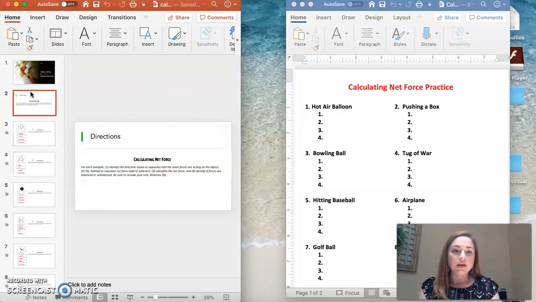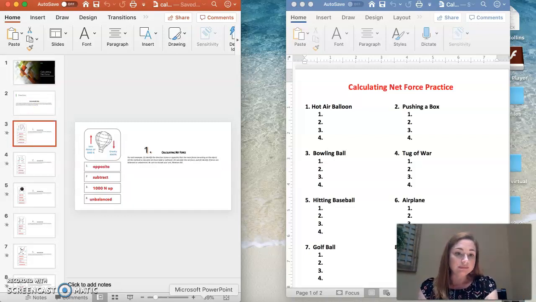Okay, so the directions say for each example, one, identify the direction. Are they moving in the same direction or opposite? That the main forces are acting on the object. Two, the method to calculate the force. Do you add the forces together or do you subtract them? Three, calculate the net force. You need to actually do the problem to figure out the net force. And then identify if the forces are balanced or unbalanced. And we always want to use the unit newtons. So the first one is hot air balloon.